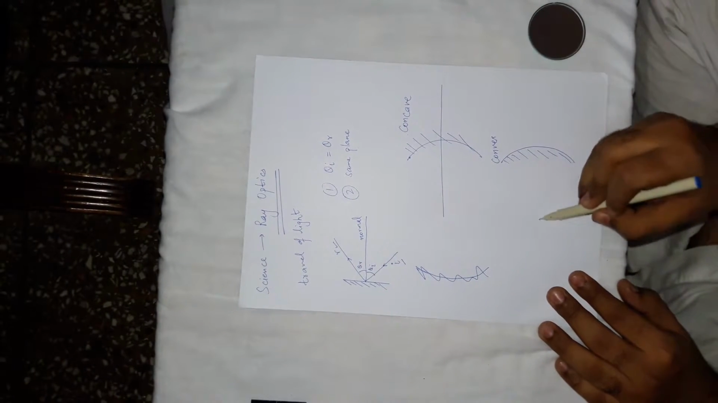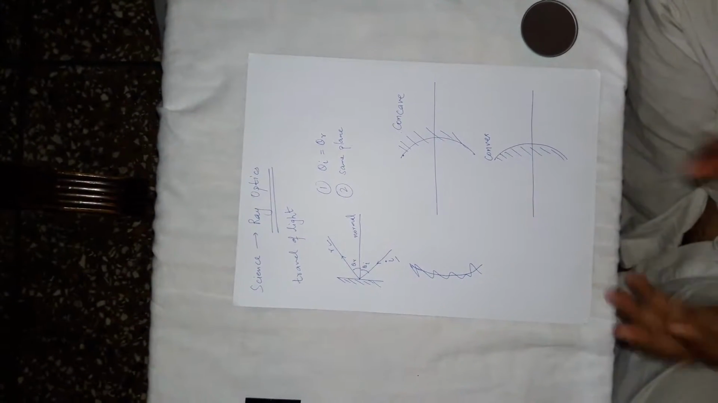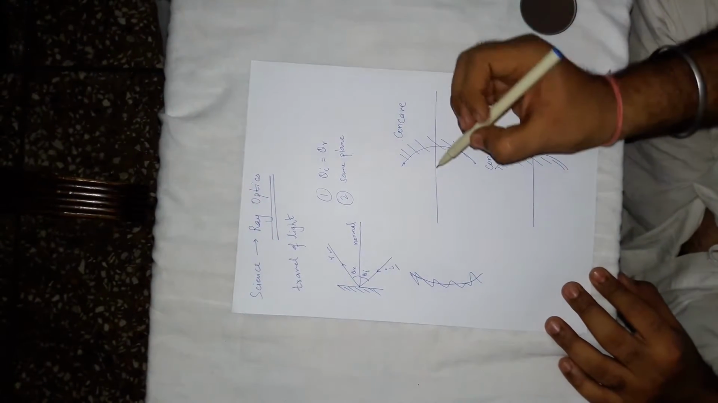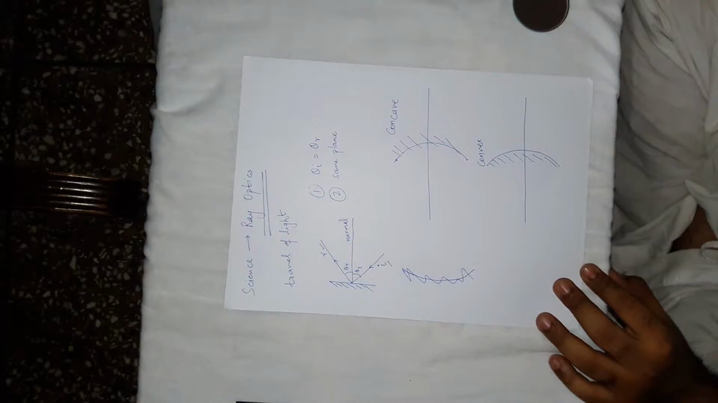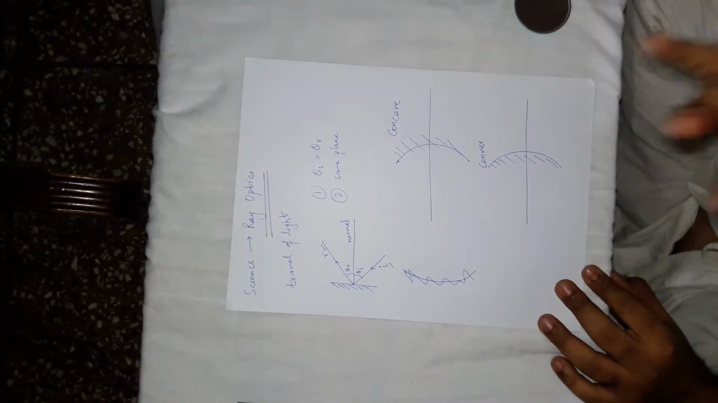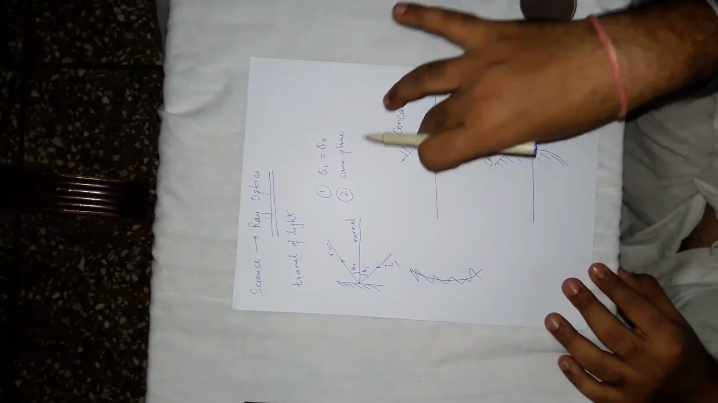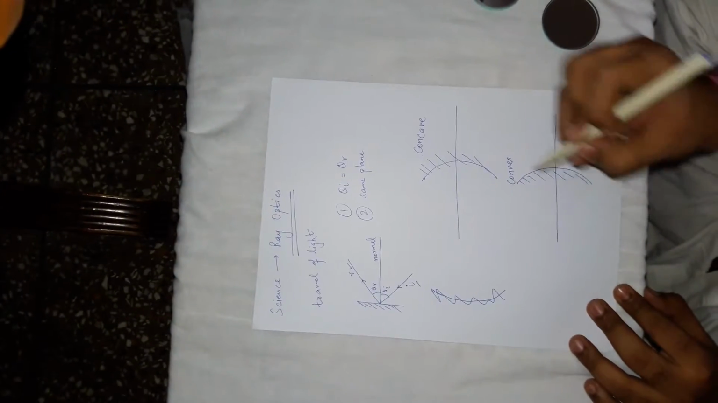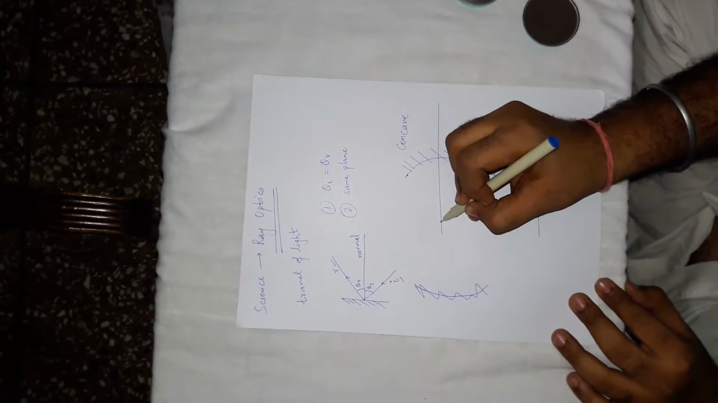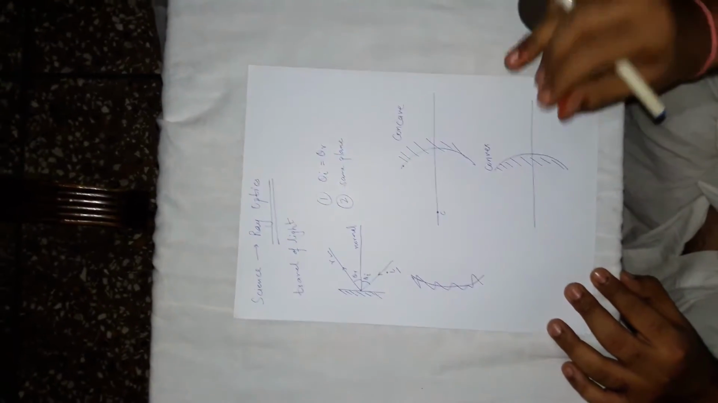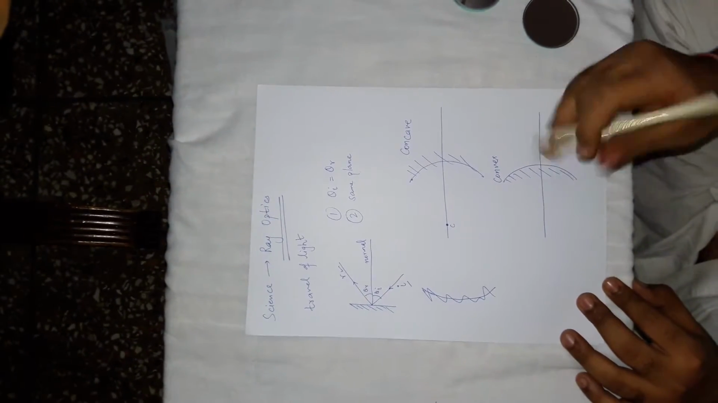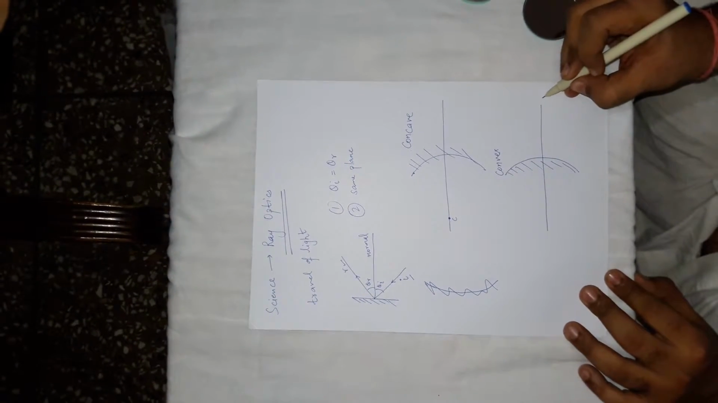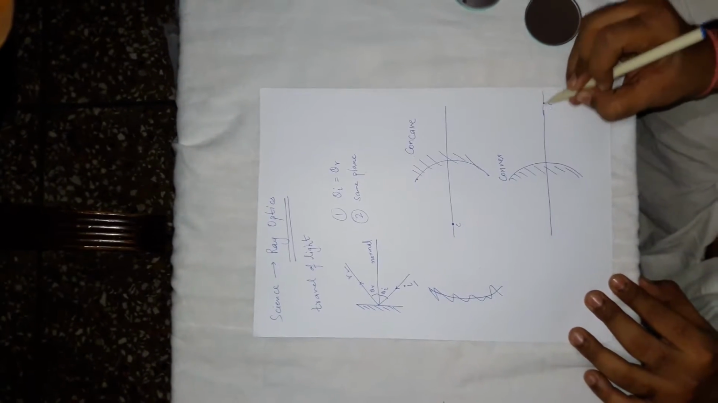Now let us study some of the terms associated with these mirrors. Center of curvature. The center of curvature is basically the center of that imaginary spherical surface of which these mirrors are a part. Okay, so center of curvature C would lie here for this concave mirror, and for this convex mirror it would lie on the opposite side. That means here. Okay.